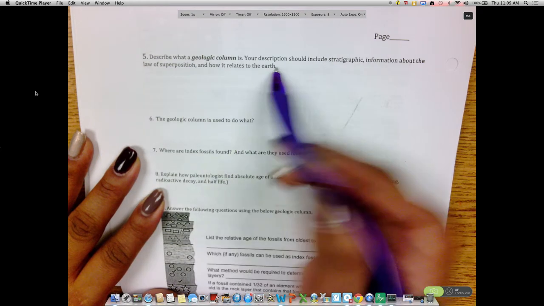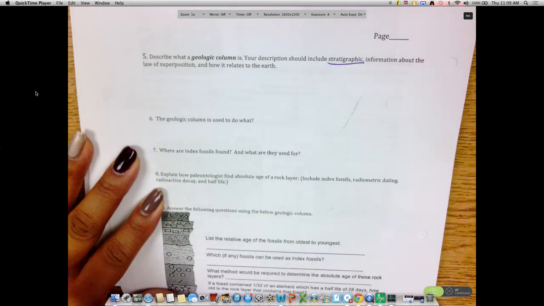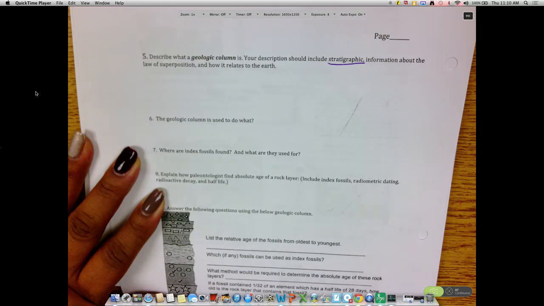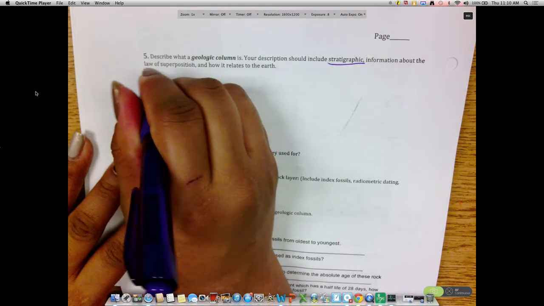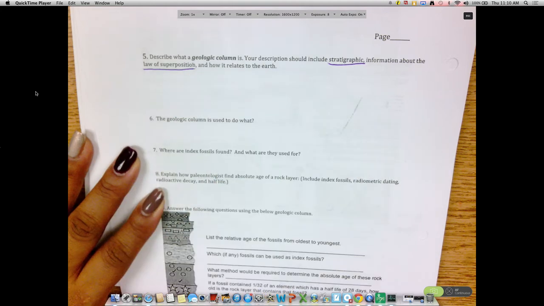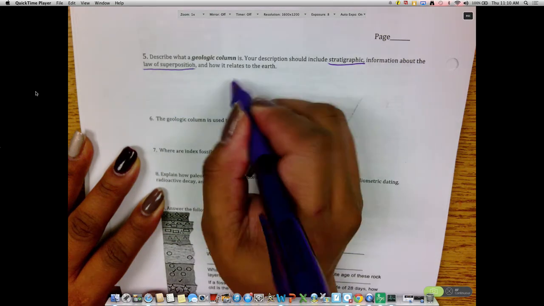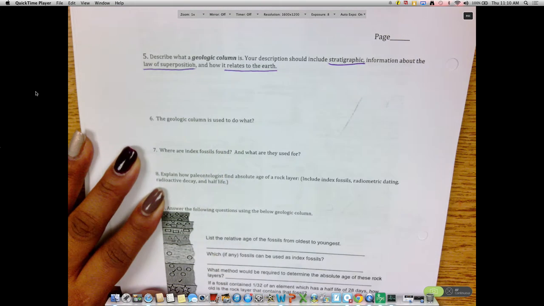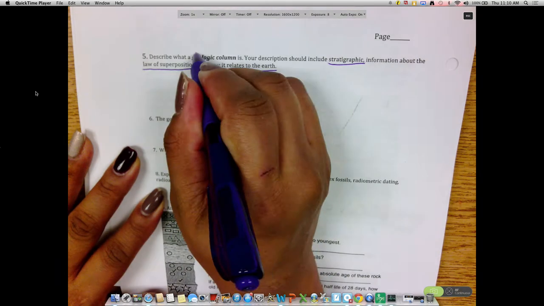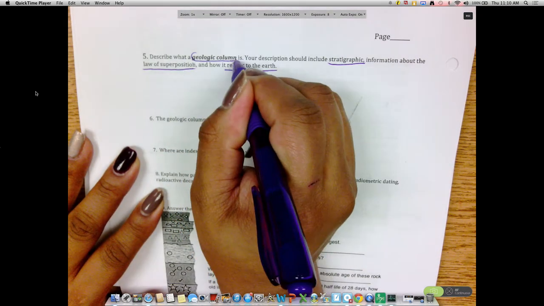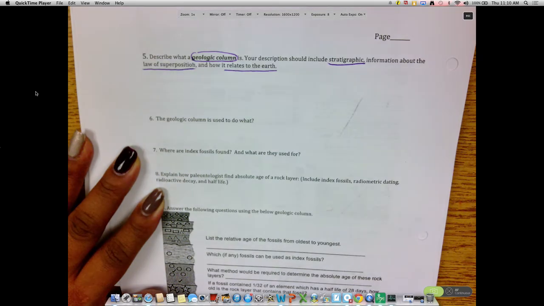Your description should include stratigraphic, so you should have that word in your description. You should have information about the law of superposition. And you should have how it relates to the earth. What is the geologic column, though? Let's make ourselves some little notes if this were the test. You can do this. This is perfectly fine. What is the geologic column?